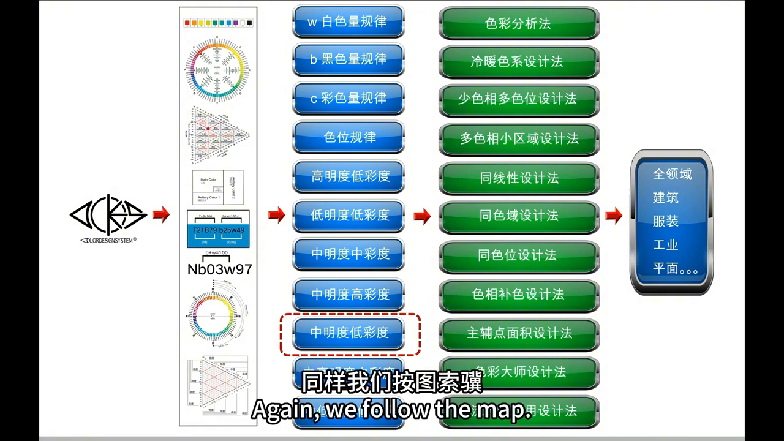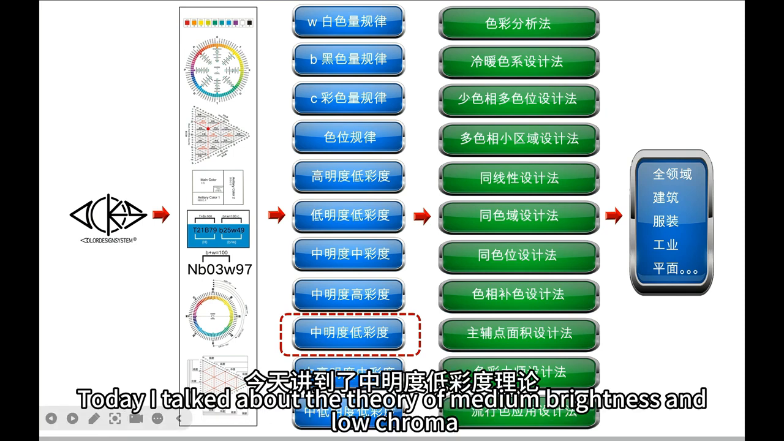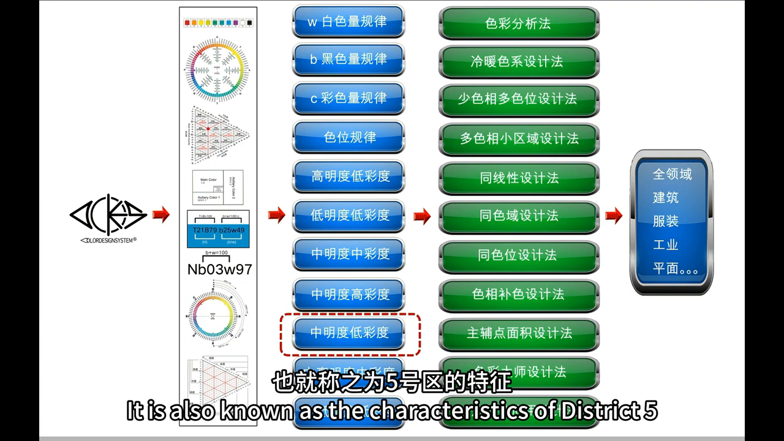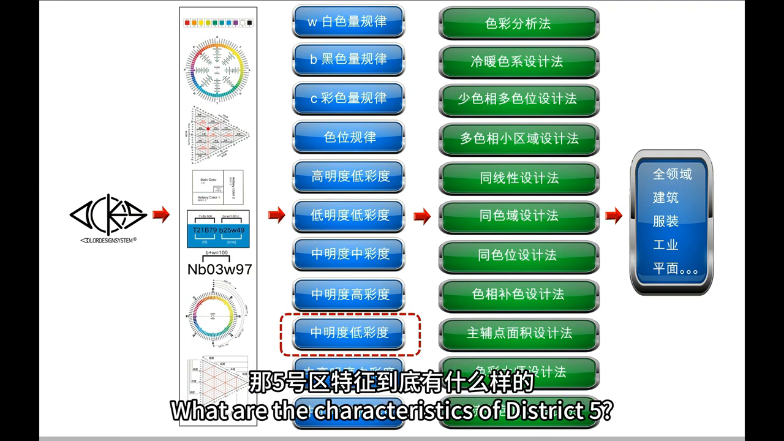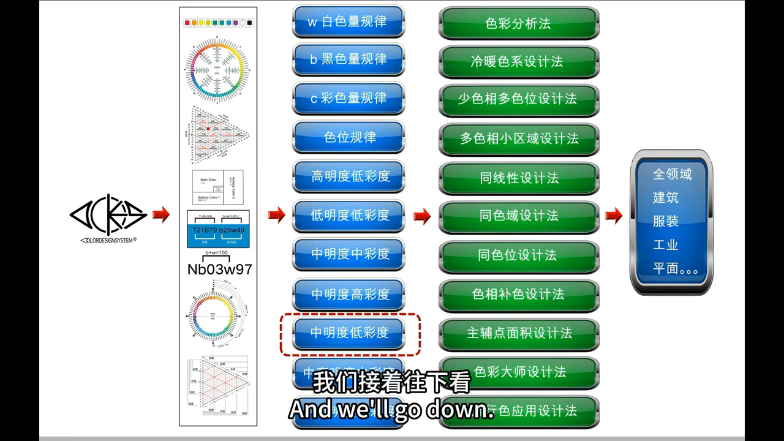Again, we follow the map. We are now starting from the various theories of the color system. Today I talked about the theory of medium brightness and low chroma, also known as the characteristics of District 5. What are the characteristics of District 5? What about its connotation and logic? And we'll go down.